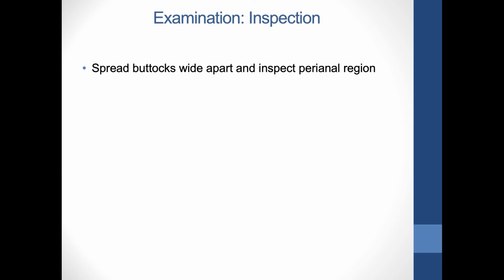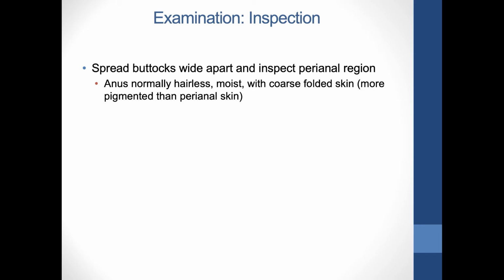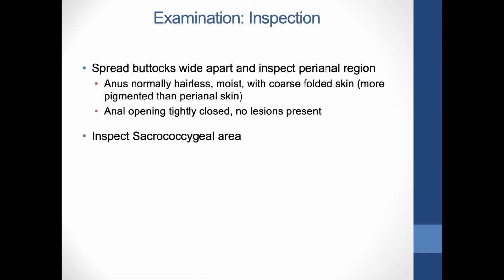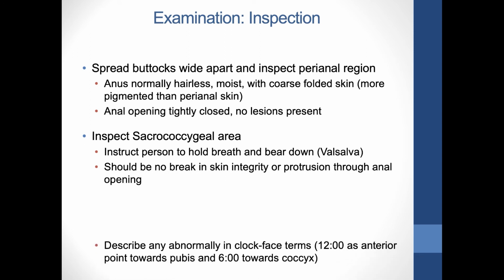What we're going to do is spread the buttocks wide apart and inspect the perianal region. If the anus is normal, it should be hairless, moist, with coarse, folded skin. It's more pigmented than the perianal skin. The opening should be tightly closed with no lesions. We're going to inspect the sacrococcygeal area, instruct the patient to hold their breath and bear down. This is the Valsalva maneuver. And there should be no breaks in the skin integrity or protrusion through the anal opening.